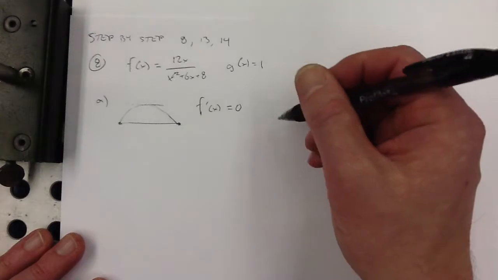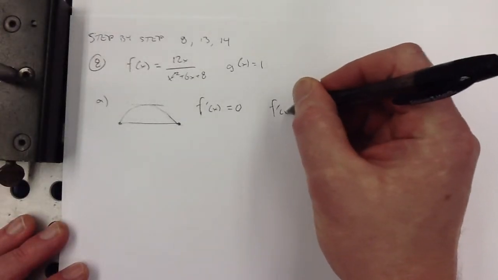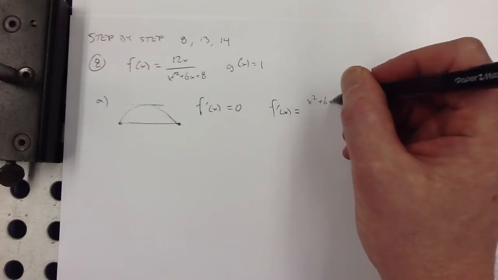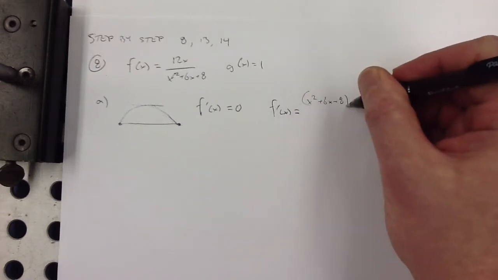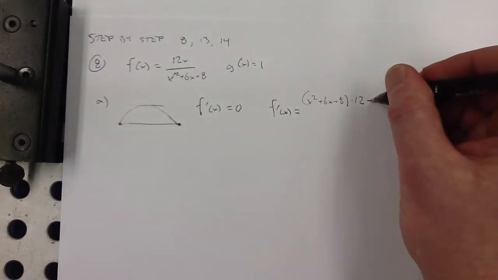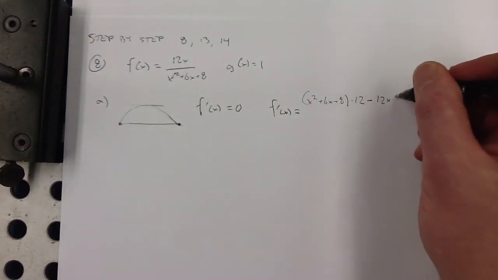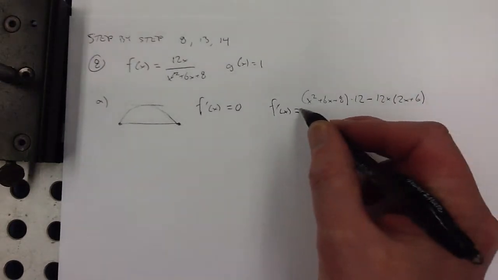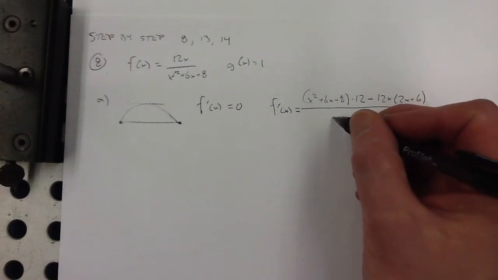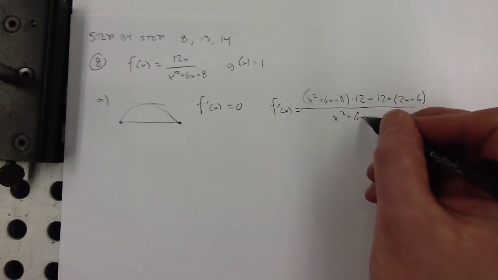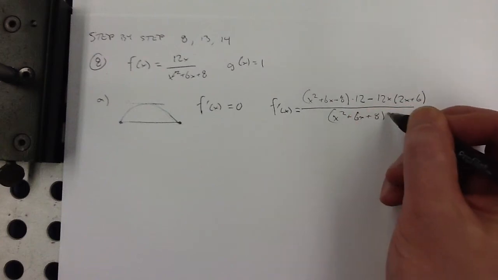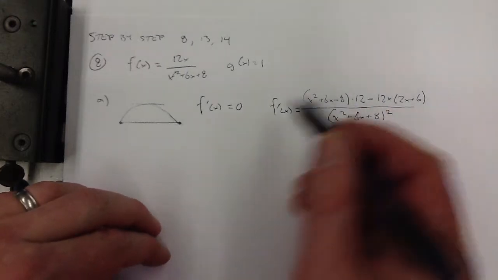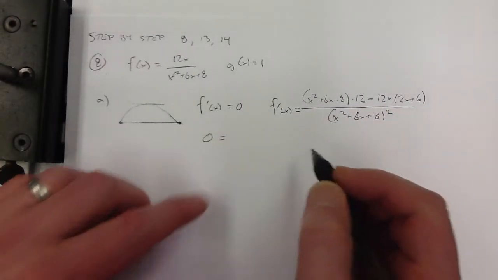So let's do that. The derivative of f, using the quotient rule: low d high minus high d low over low squared. I'm not really going to have to do anything with the bottom here because I'm only interested in it being equal to 0, so that'll be when the numerator is equal to 0.